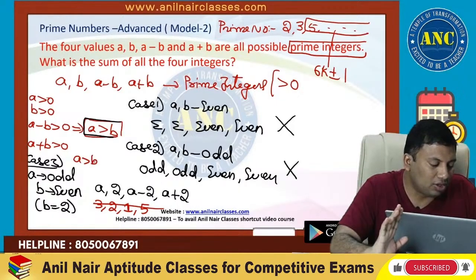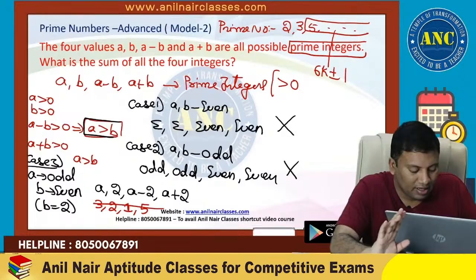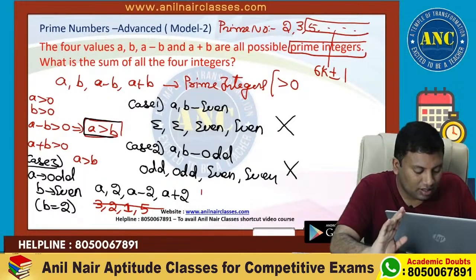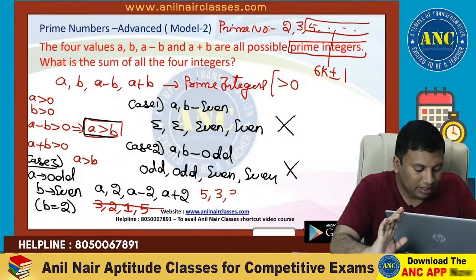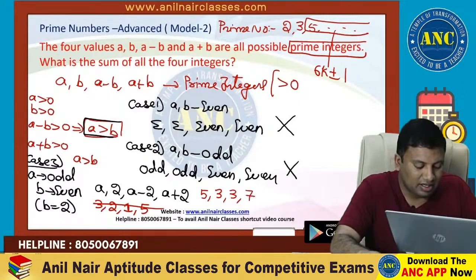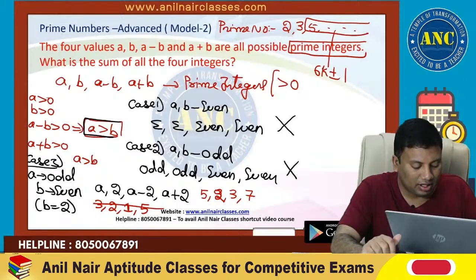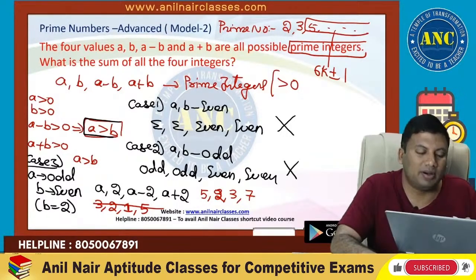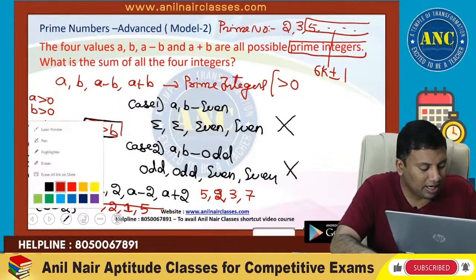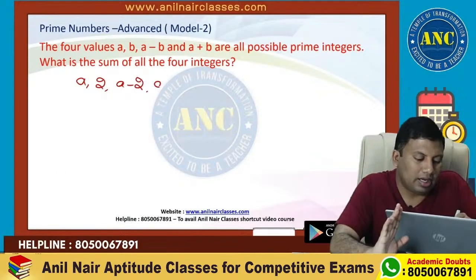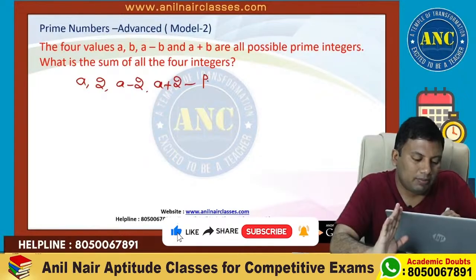Remember, after 2, the next immediate prime number is 3. Next, it is any prime number greater than 3, of the form 6k plus or minus 1. Let me take 5. 5, comma 2. 5 minus 2, 3. 5 plus 2, 7. 5, 2, 3, 7. One quadruple we got. Suppose you take 5, which is of the form 6 into 1 minus 1. Let me write down here: A, 2, A minus 2 and A plus 2. All are prime numbers, all are prime integers.